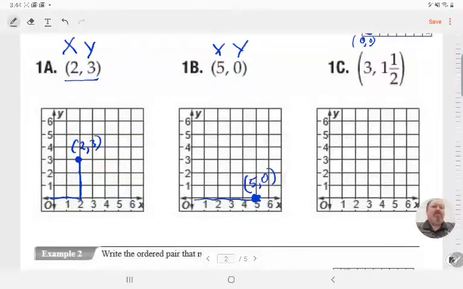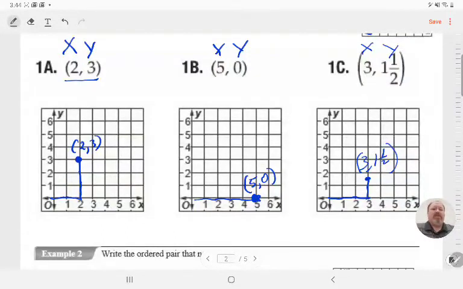And then the last one we have is my x, y. Oh, look here, we have a fraction. So that's going to make it a little different. So for x, we go over 3: 1, 2, 3. It's positive, so we go to the right. And then we have 1.5. So 1.5 would be halfway between the 1 and the 2. So I would go up 1 and then a half, and I would put my dot right there in the middle between 1 and 2. And then I would label that (3, 1.5).